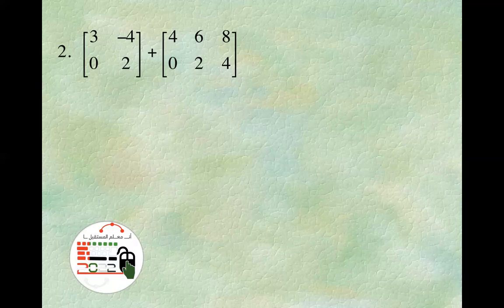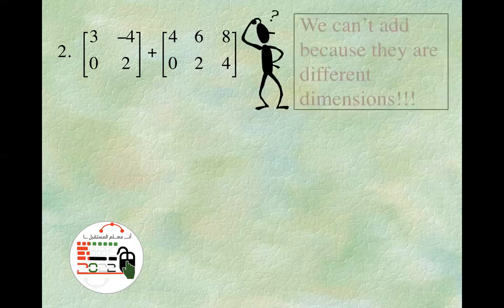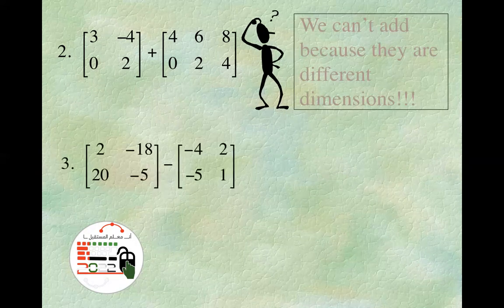Question 2. For this question, we also need to check the dimensions. For the first matrix, we have a square matrix, which is 2 multiplied by 2. And for the second matrix, we have 3 columns and 2 rows, which is 2 multiplied by 3. They don't have the same dimension, so we can't solve it. We can't add them because they have different dimensions.